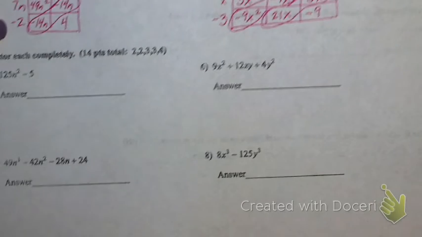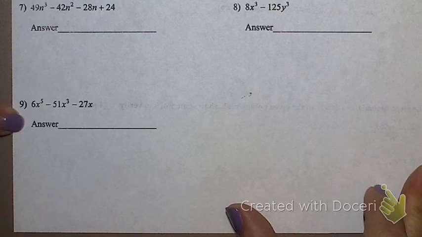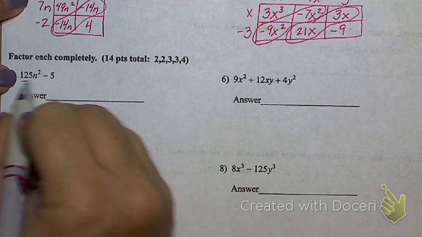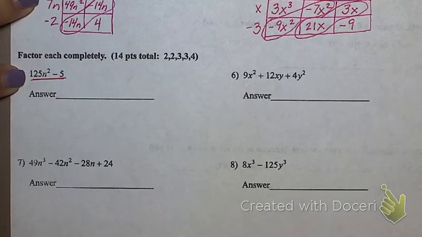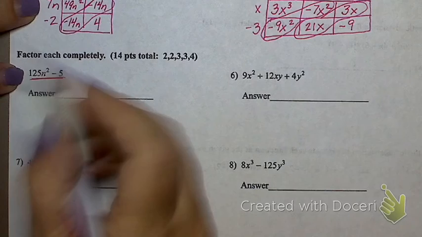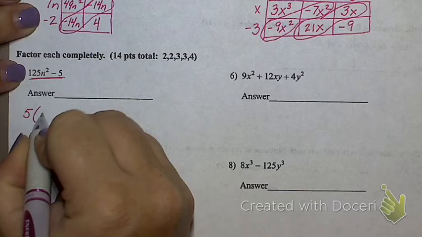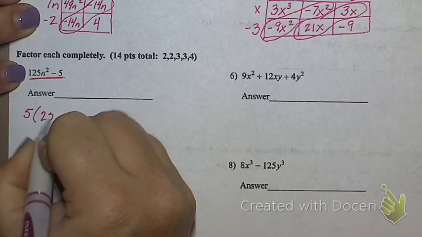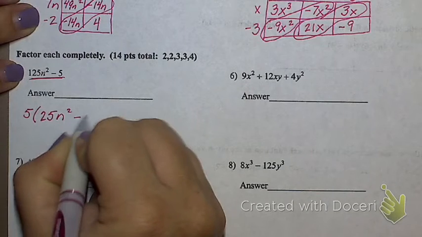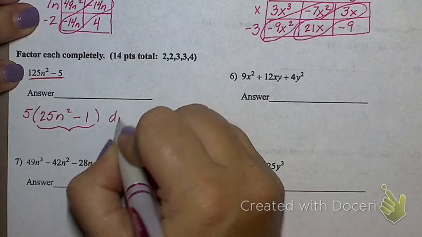Factoring. Most people did really good on this. If people got 100% here, usually they missed 1 point on number 9, which we will see in a minute. All right, what have I got going on here? Well, the first question I need to ask myself on every single one of these is what? What do they have in common that I can take out? What do these two have in common? 5. If I take a 5 out, what's left? 25n squared minus 1.